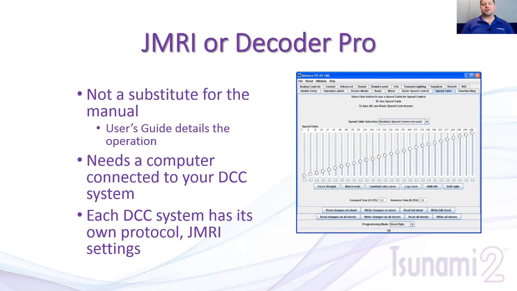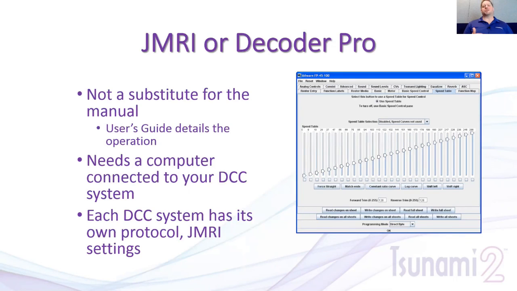A couple other little side notes on here. It does need a computer connected to your DCC system. So say, for example, if you're just wanting to change the volume, you have to boot that other computer up, connect it, make sure it's on, program it on the JMRI, and then hit program. In 3 seconds, you could be done programming a CV if you understand and know your DCC system.